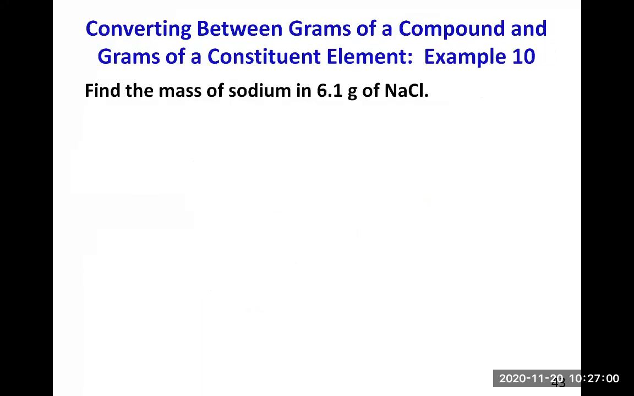Let's look at another example where we will be converting between grams of a compound and grams of a constituent element. So here it's not mole to mole, it's grams to grams, within a formula. So find the mass of sodium in 6.1 grams of sodium chloride. NaCl is sodium chloride. So what information do we have from the text? We know that we have 6.5 grams of sodium chloride. We want to find the mass of sodium, just sodium, in that mass of sodium chloride.